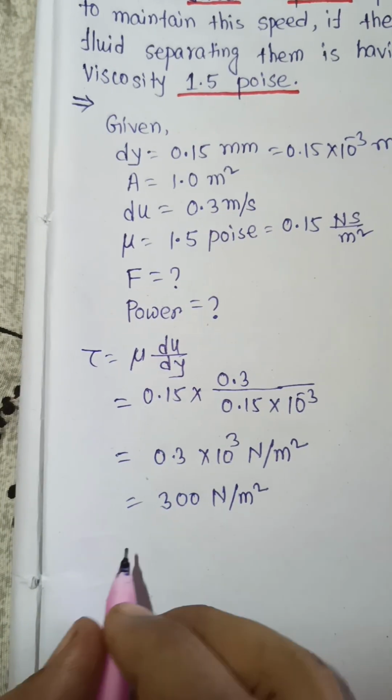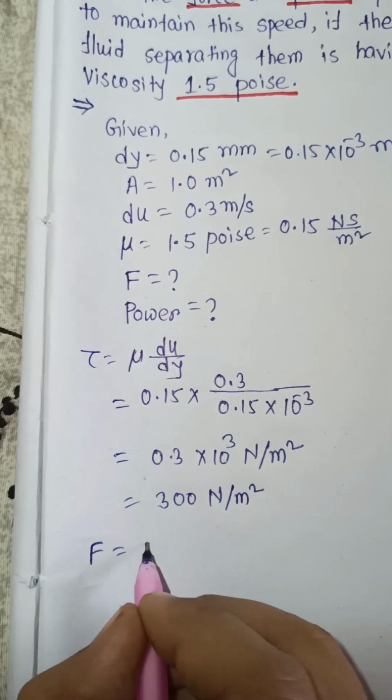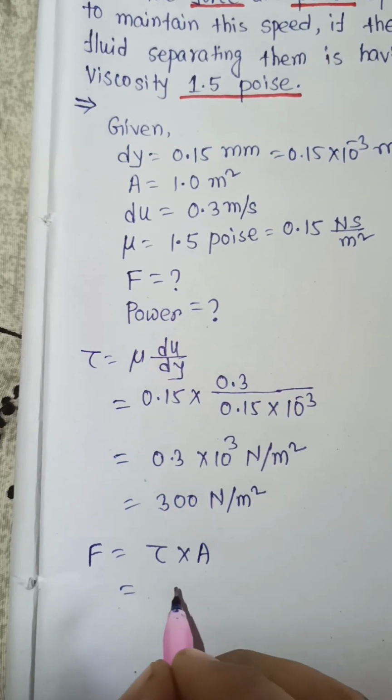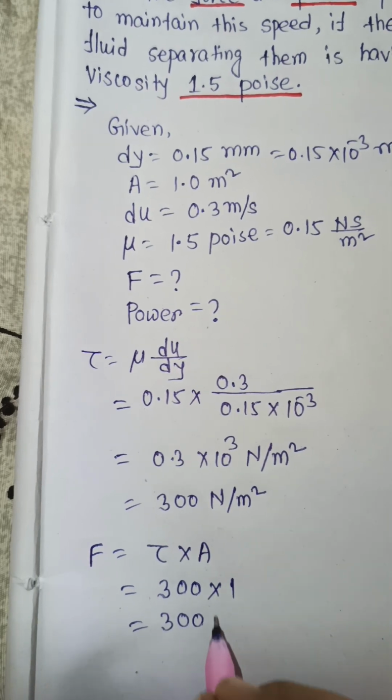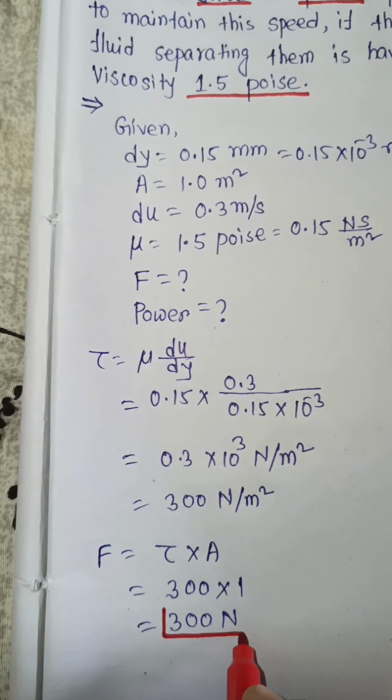Okay, now if you want to calculate the force, the formula is tau into area. What is the value of tau? That is 300, and area that is 1. So 300 Newton. So this will be the one answer.